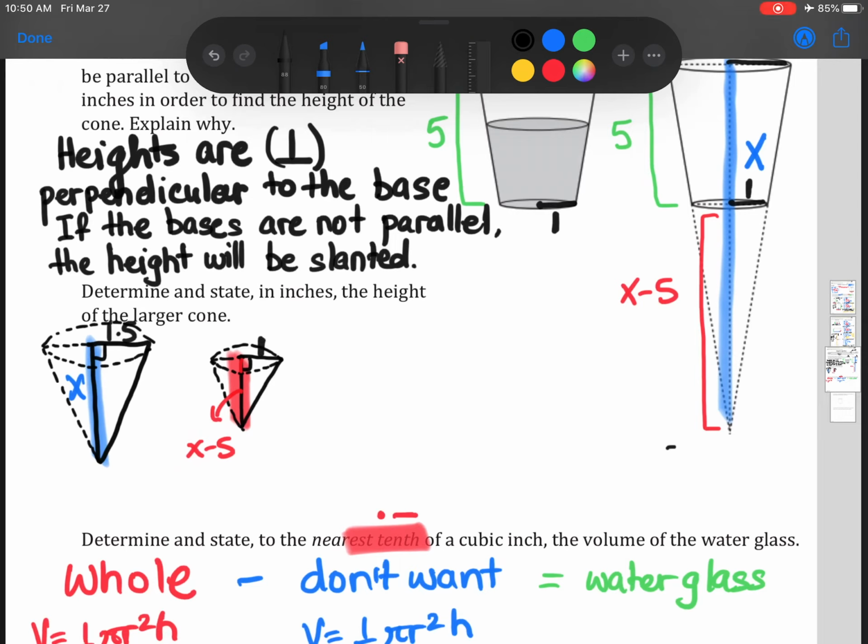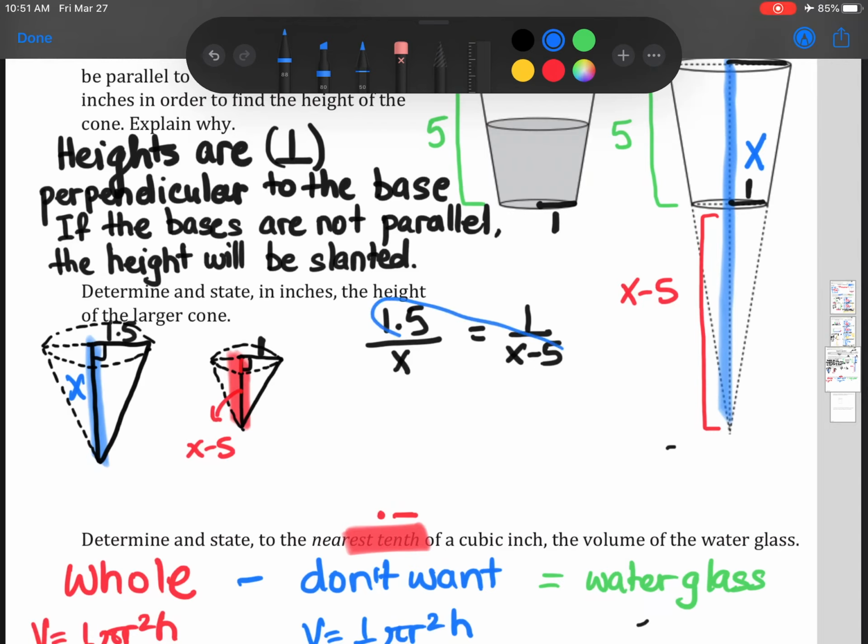So now all I'm going to do is set up a proportion just like we did for the last one. So it's going to be 1.5 over x. I'm doing the radius over the height, and I'm going to do the same thing here, radius over the height. That's another way of setting up a proportion. There's so many ways you could have done it. You could have done 1.5 over 1, x over x minus 5. No matter which way, as long as they are done right, there's so many ways you can set it up.